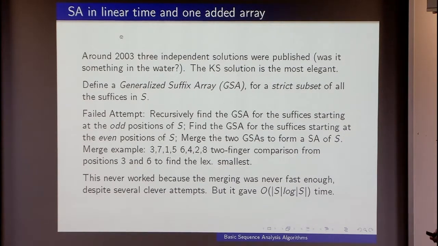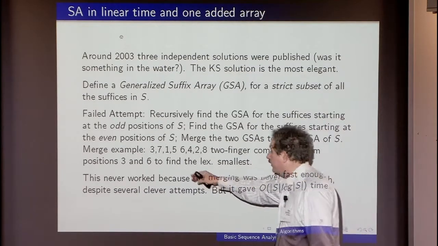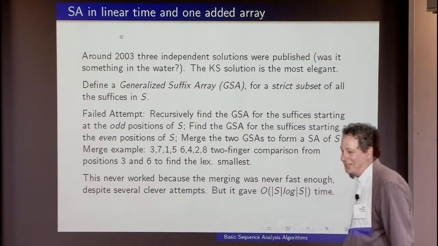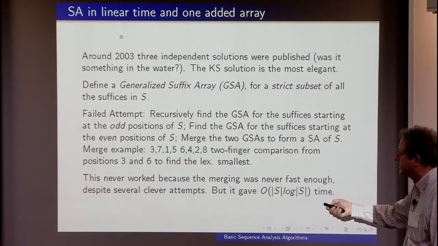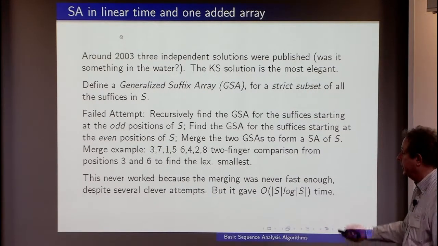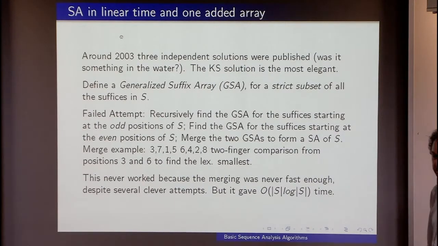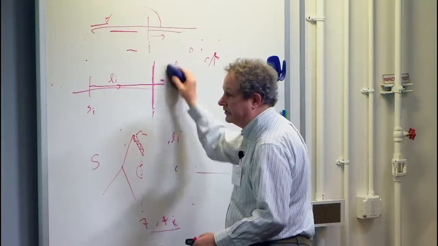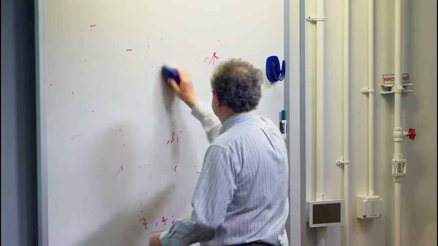Well, what does it mean to merge? Let's say I have 3, 7, 1, 5. So this is the suffix array for the odd positions. I just made up these lists, by the way, so don't try to create a string where this actually is. But imagine that this is the generalized suffix array for the odd positions of some string, and this is the generalized suffix array for the even positions of some string. And now I want a true suffix array for all the suffixes in the string. Well, this is the lexicographically smallest from the odd positions. This is the lexicographically smallest for the even. And now I just need to find out which of those two is actually lexicographically smallest. Is it the one that starts at position 3 or the one that starts at position 6?